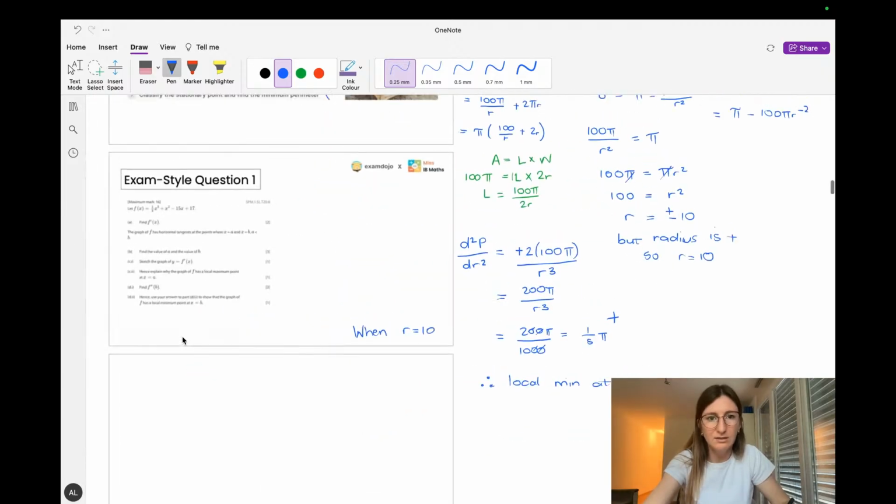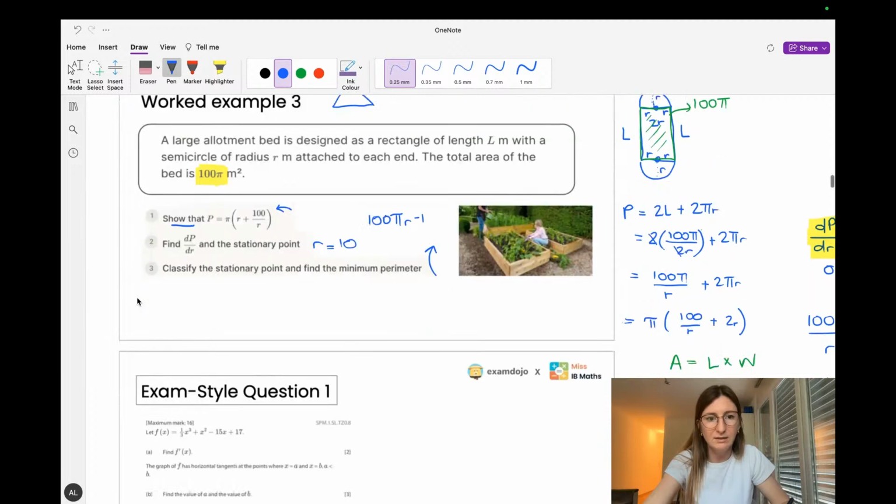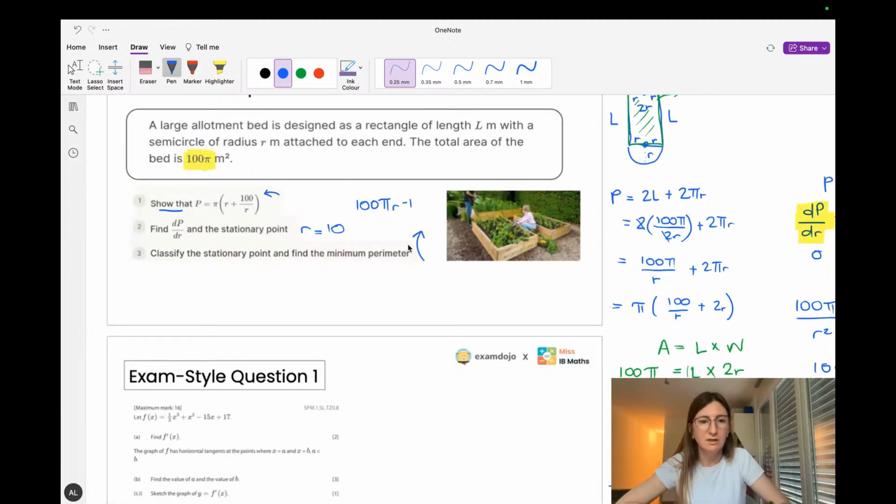And they wanted us to classify the stationary point, which we did at r equals 10. There is a min. And find the minimum perimeter. So we would substitute our value of 10 back into our perimeter to find the minimum perimeter.